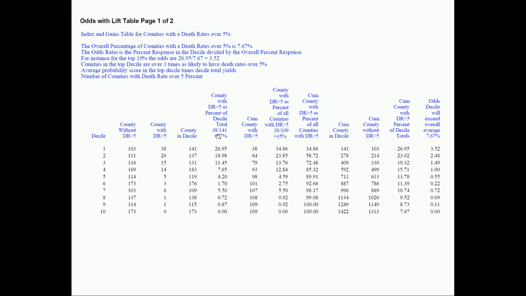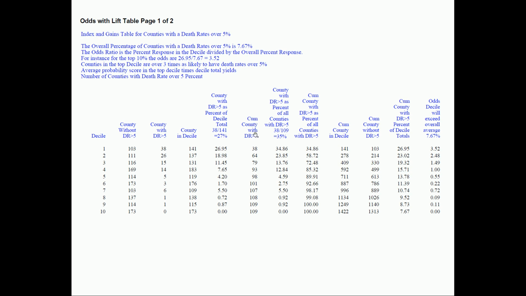I'm sorry, the 38 over the 109. Okay, that should be 109. 38 over the 109. No, wait, what am I doing here? Let's see. Should be the 38 over... Oh, that's right, I'm sorry. It is the 38 over the 141. That's the percent in the decile. We have 38, we have a total of 141. 38 over 141 is 27%.